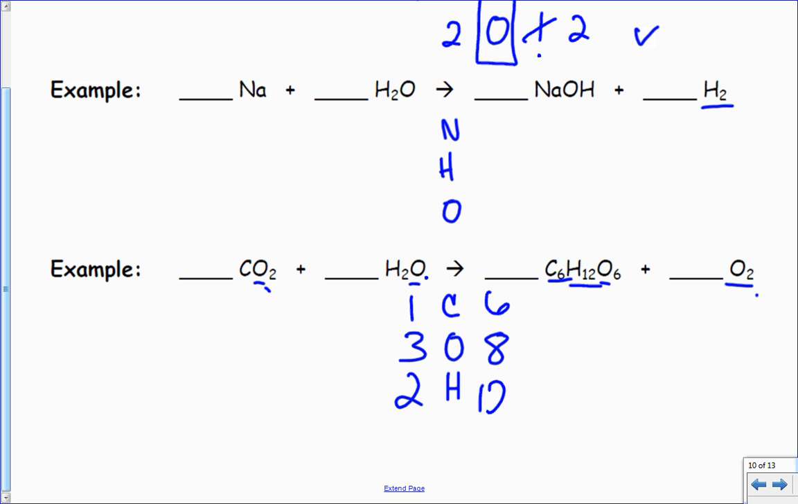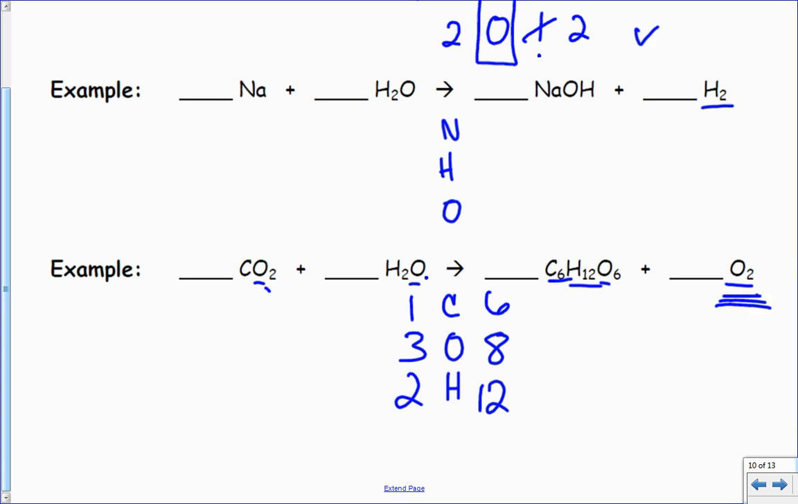Hydrogens, I have 12. Okay, so I see all 3 are not balanced. We have to tackle this. There's really no rhyme or reason to which one you start with. My advice to you, from doing as many of these as I have, is let's save oxygen till last, so hopefully we can get that to just be, let me put a coefficient in front of O2 and we're all set. So that's what we're hoping is going to happen.